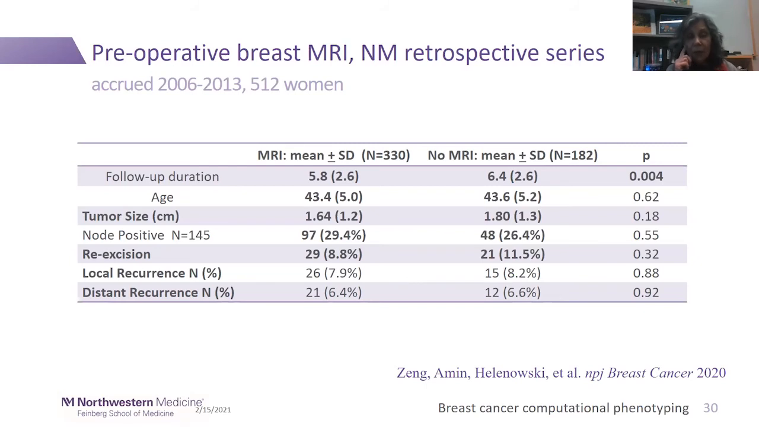So we were left then with 512 women, and comparing the women who received MRI to those who didn't, there were no great differences between them. The only difference was in follow-up duration because of that imbalance I mentioned. And we saw some residual imbalance in follow-up duration that was significant, but none of the other parameters were significantly different. Next slide.